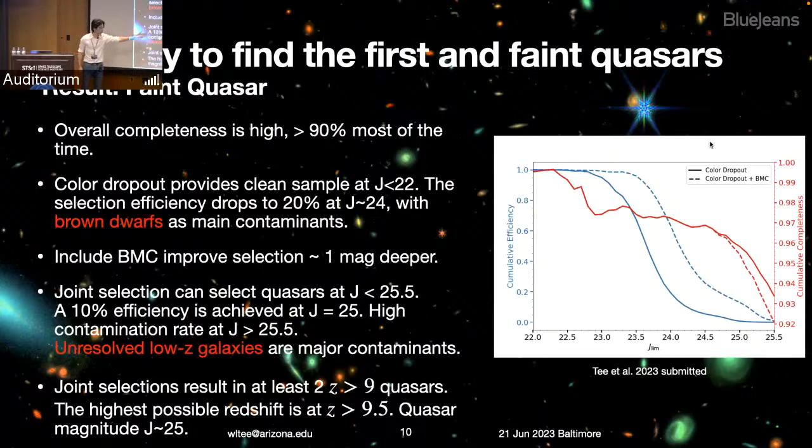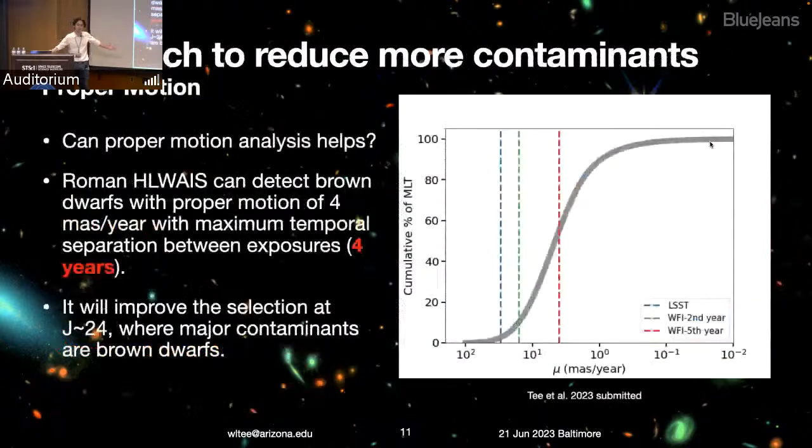And if we go further, the contamination is much higher, where the low-z interlopers will now be our contaminants. And JWST can detect first redshift 9 quasars if they ever exist in the universe.